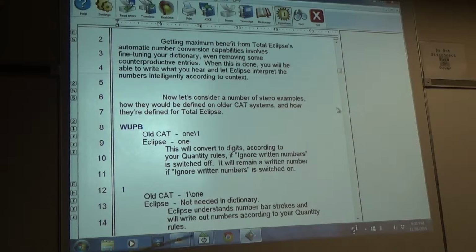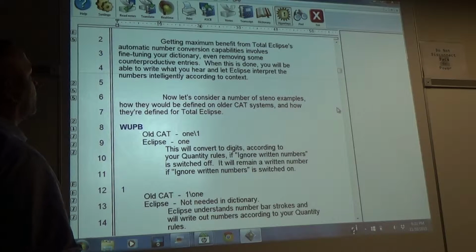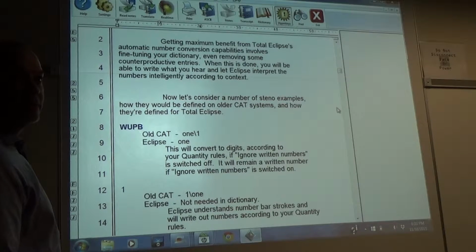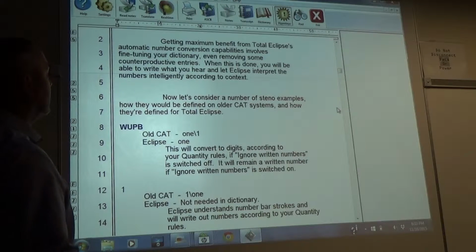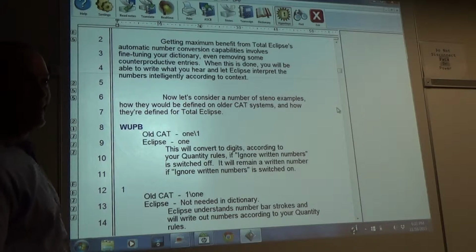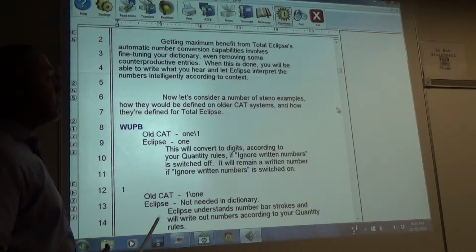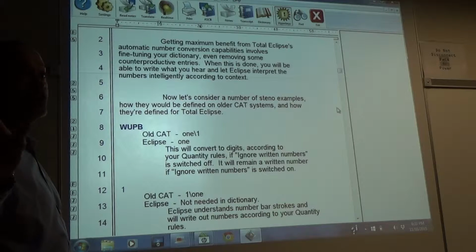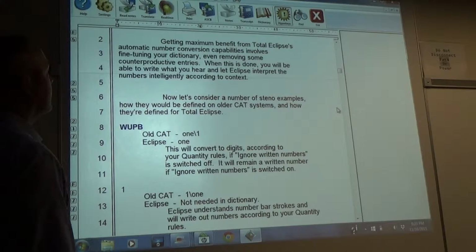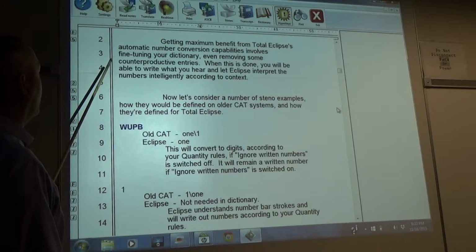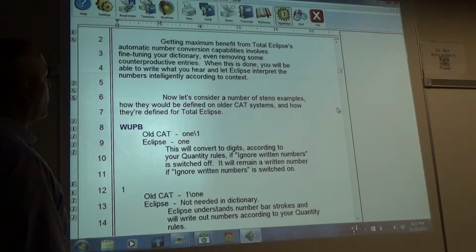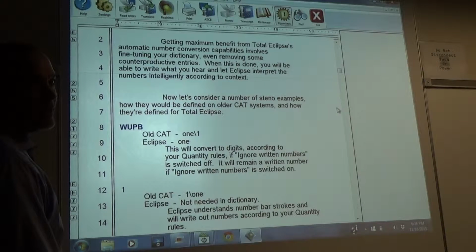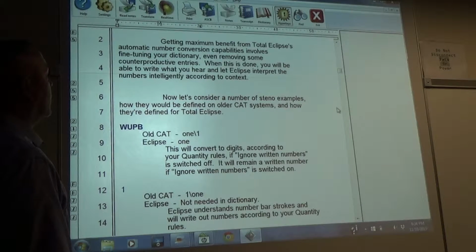Okay, dictionary cleanup. Getting maximum benefit from the Total Eclipse automatic number conversion capabilities involves fine-tuning your dictionary, which is what I've been preaching since we started about, especially numbers. Even removing some counterproductive entries. Okay? So it may come out, but it may be counterproductive to something that you're going to do later. So take it out. Okay? When this is done, you will be able to write what you hear and let Eclipse interpret the numbers intelligently according to context. Okay? Now let's consider a number of steno examples.